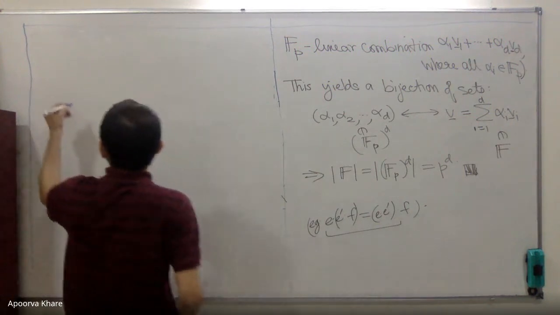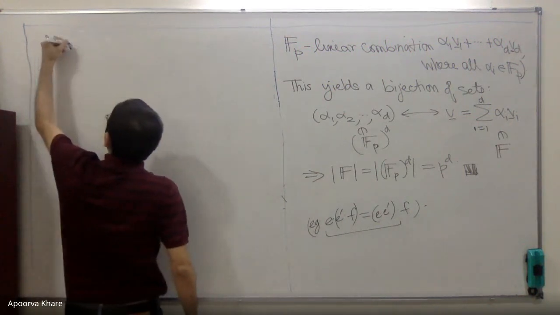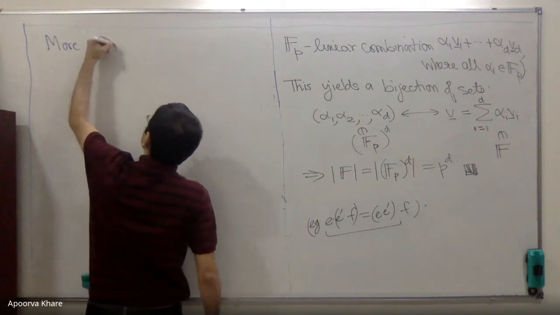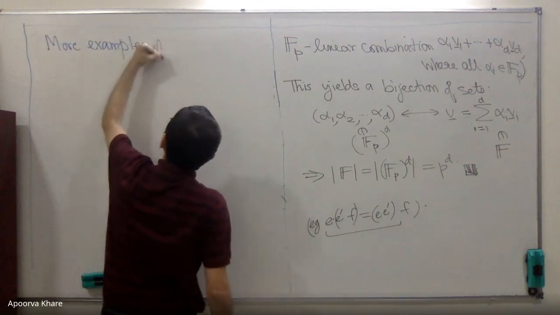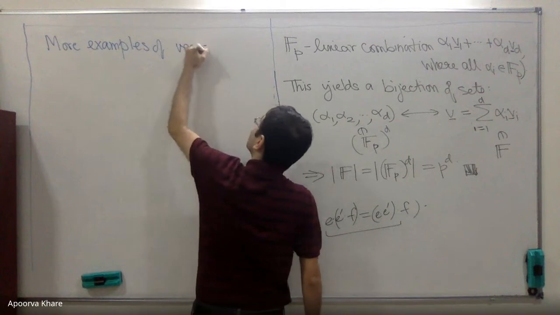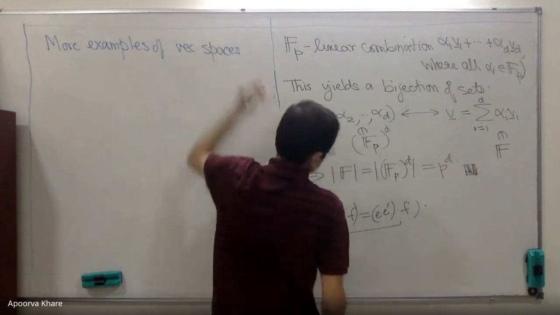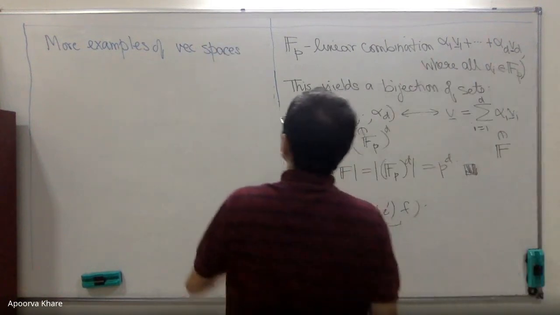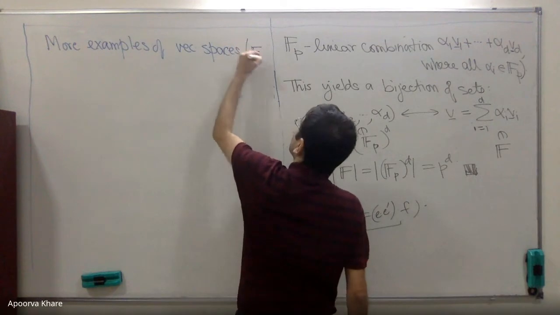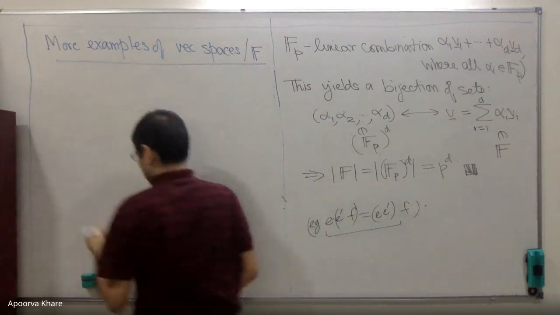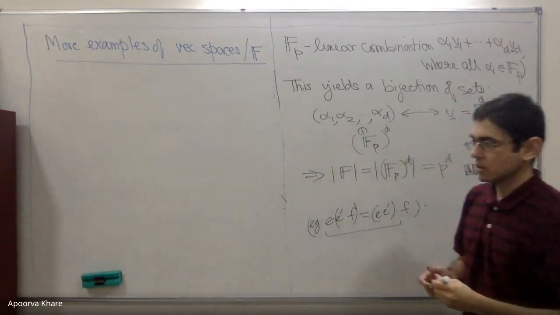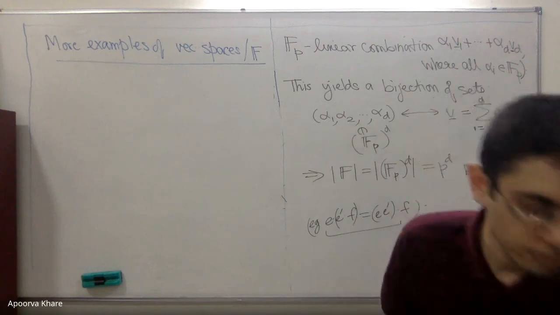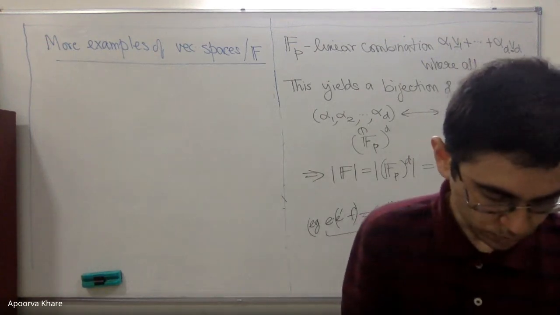So more examples of vector spaces. One second. Okay, so one second. I just need to do one small thing.